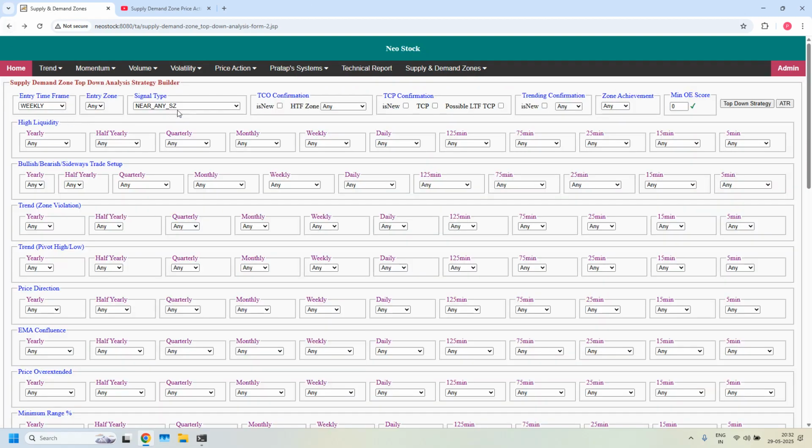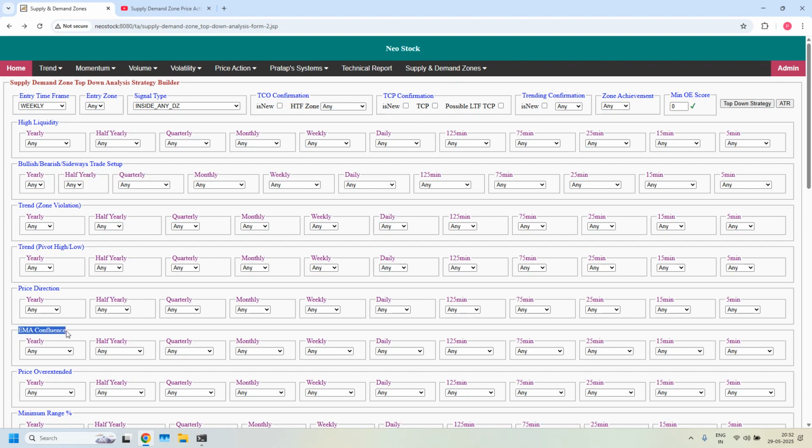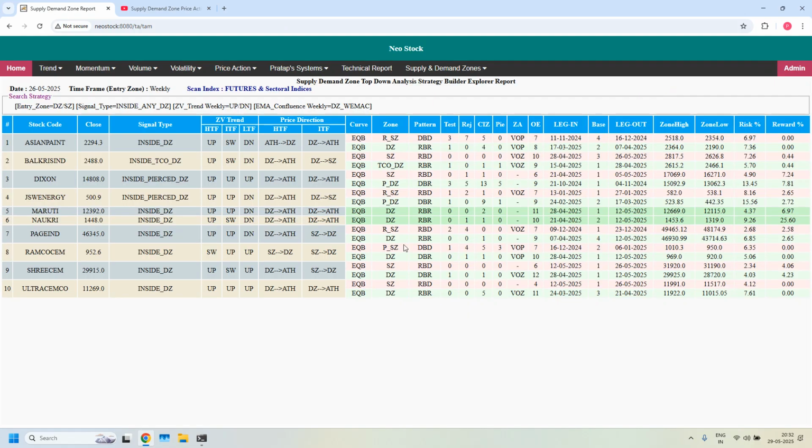Next, price closed inside the weekly demand zone, we got 13 stocks. We can further filter based on weekly demand zone having weekly EMA confluence. And also trend on the weekly should not be sideways, it can be up or down. We got 10 stocks. All these 10 weekly demand zones are having weekly EMA confluence.